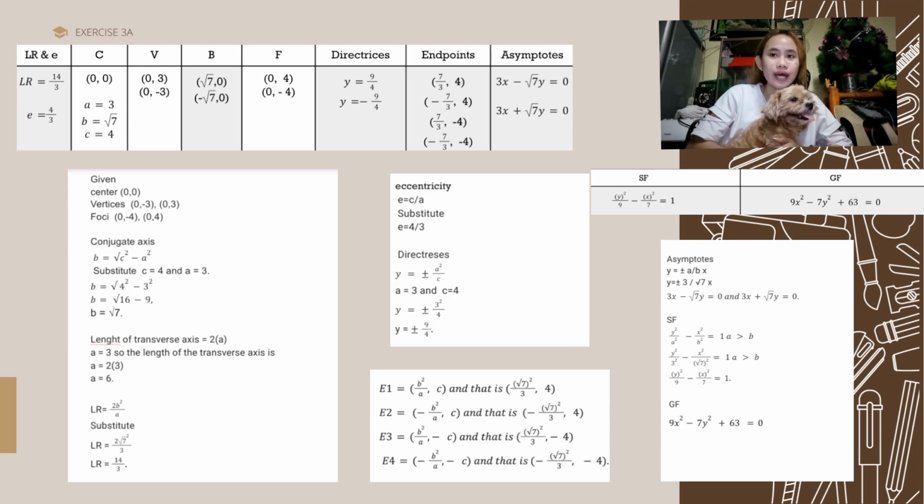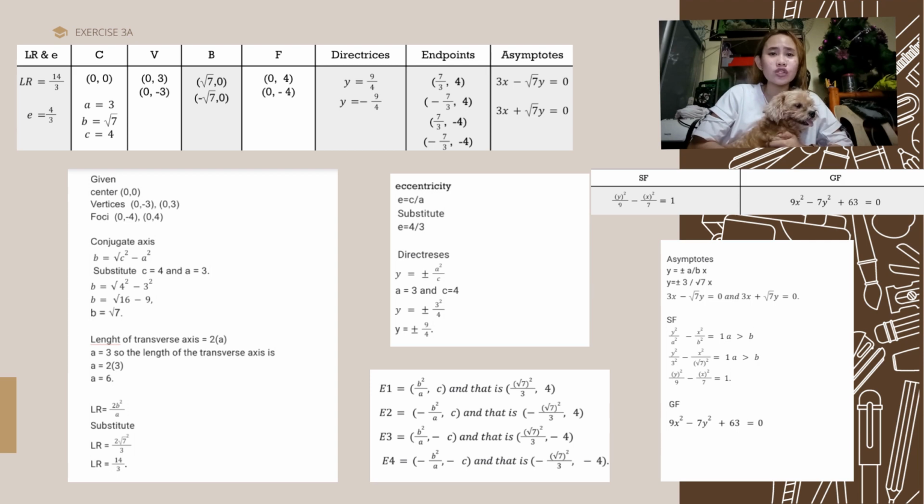Bago natin kunin ang directrices, kunin muna natin yung LR or the latus rectum. Para makuha natin yon, kailangan natin munang kunin yung length ng transverse axis. So, para makuha ang length ng transverse axis, ang kailangan lang natin is twice yung A, yung value ng vertices, which is A is equal to 3. 2 times 3 is equal to 6. So, the length of the transverse axis is 6.